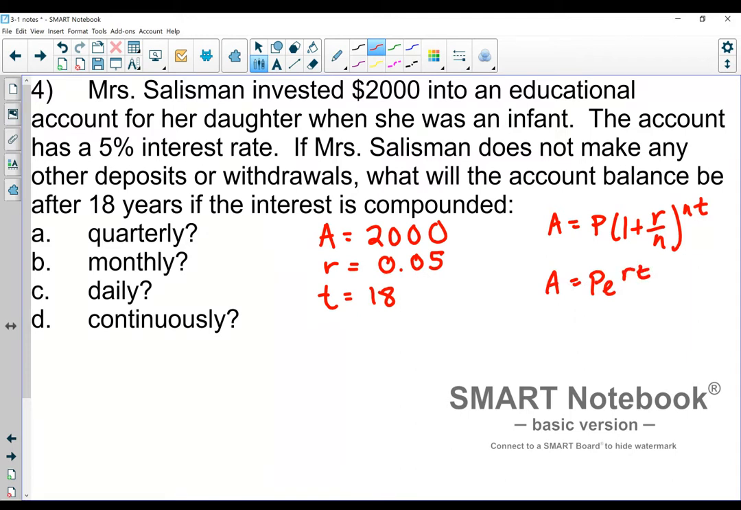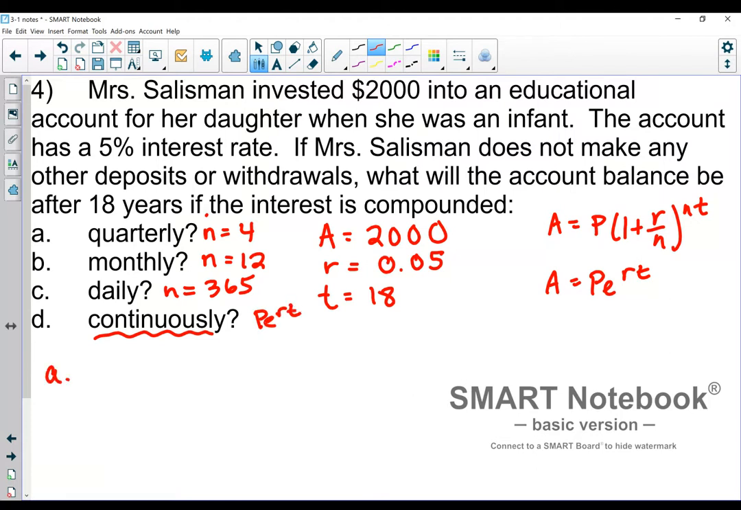So for quarterly, that's going to be 4 times a year. So N is going to equal 4. Monthly means 12 times per year, so N will equal 12. Daily, we're going to assume is 365 times per year, so N equals 365. And continuously means we're going to use that PERT formula.